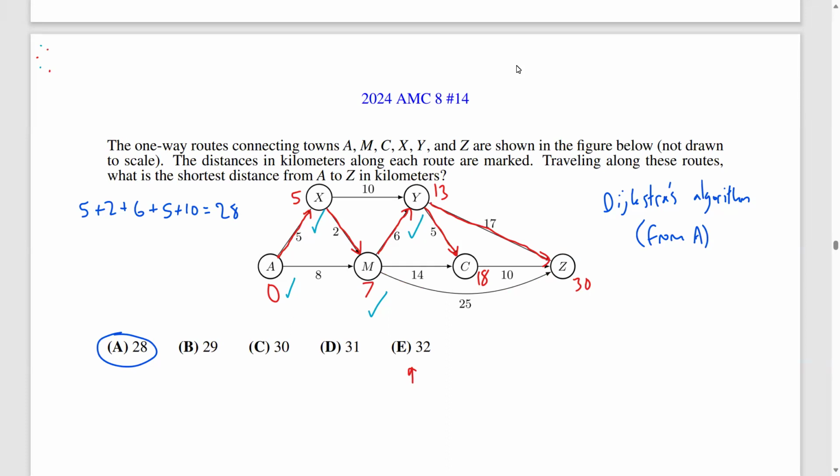Lastly, we look at vertex C and look at the edges going out from C. And we see that the edge from town C to town Z is the only outgoing route. This will improve the distance from A to Z from 30 to 28.